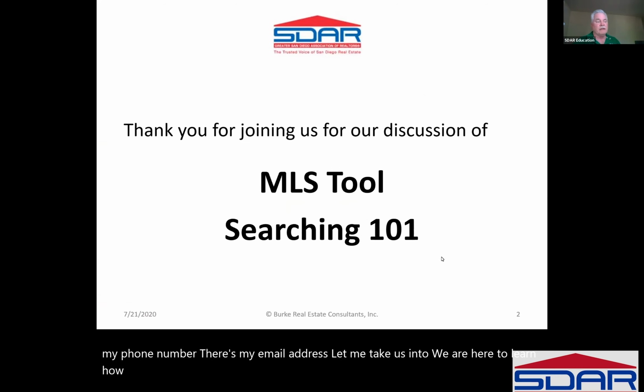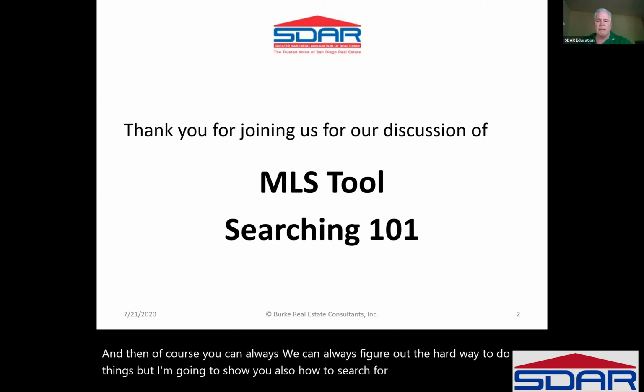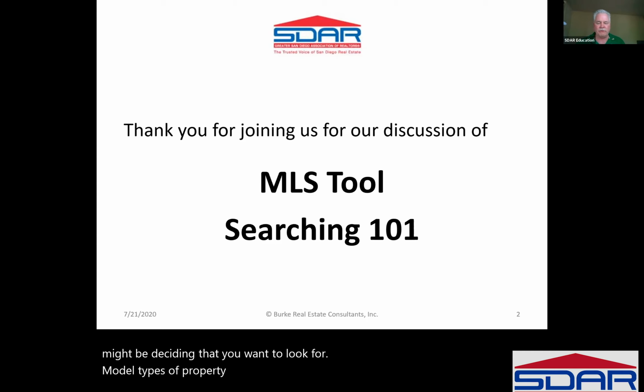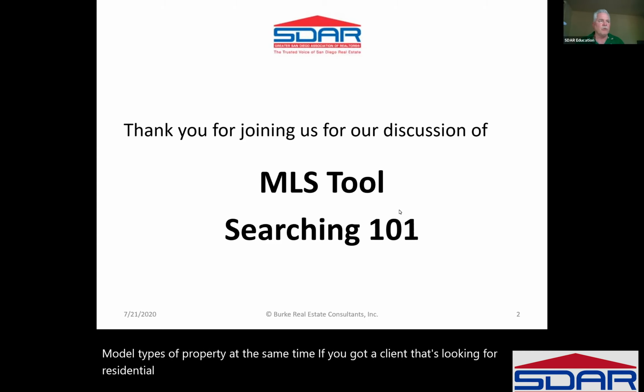We are here to learn how to search today. I'm going to show you, first of all, the easy way to do things, and then of course we can always figure out the hard way. I'm also going to show you how to search for multiple classes. So you might be deciding that you want to look for multiple types of property at the same time. If you've got a client that's looking for residential income property and you want to look at not only residential homes but also units 2 to 4s, that kind of thing, I'll show you how to do that today as well.